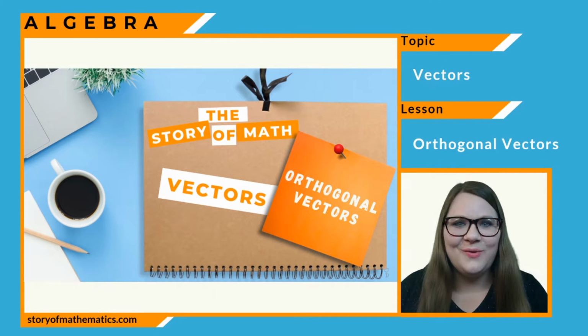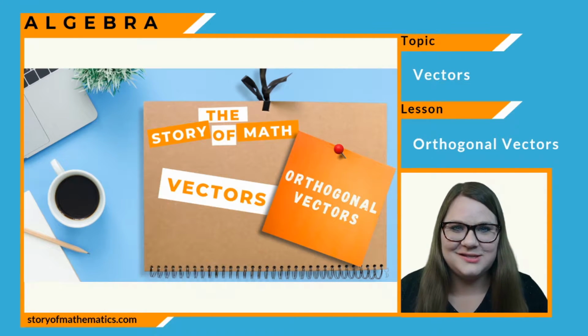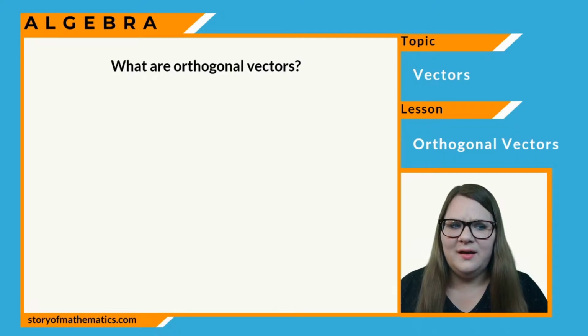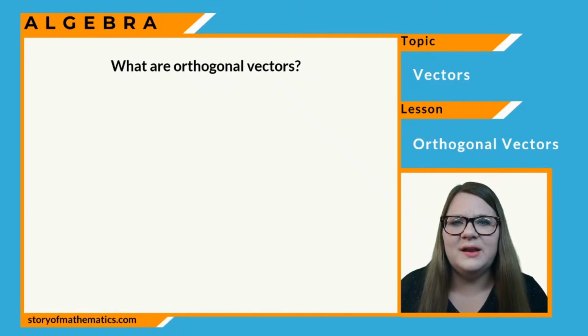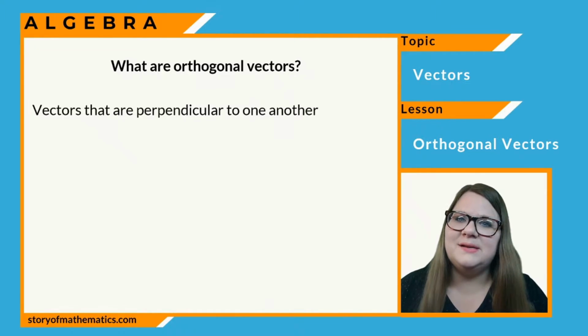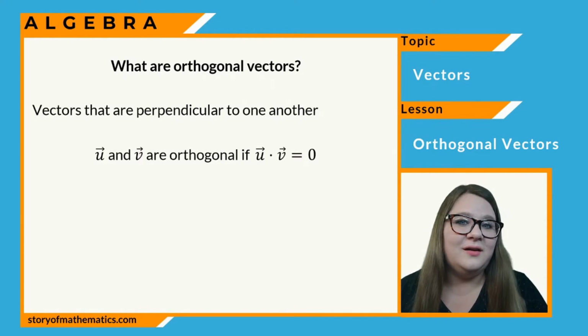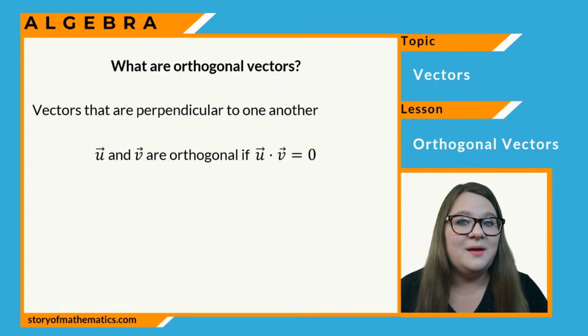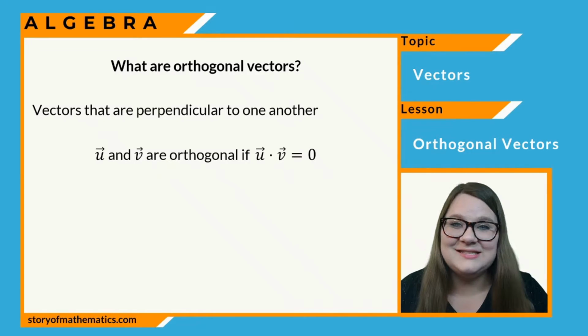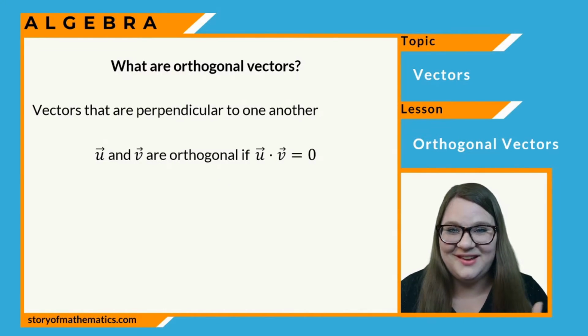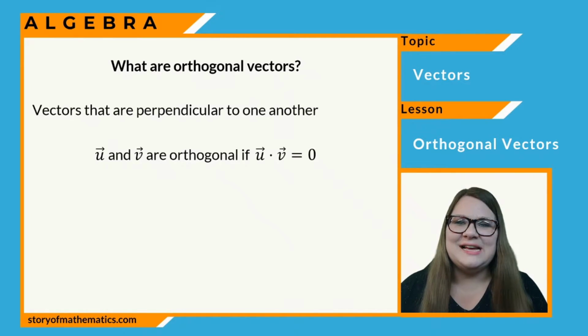Hi, in this video, we're going to talk about orthogonal vectors. So what are orthogonal vectors? Well, they're vectors that are perpendicular to one another. If u and v are orthogonal, then the dot product of u and v has to equal 0. All right? So we can test if two vectors are orthogonal.